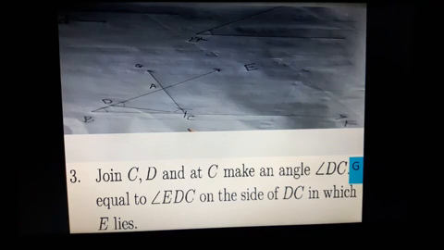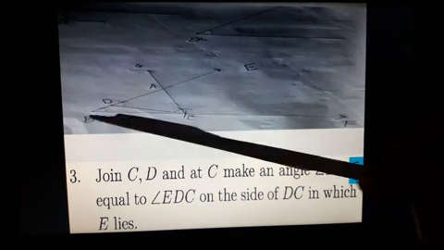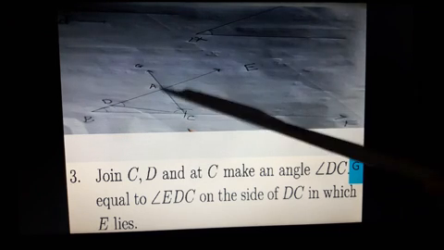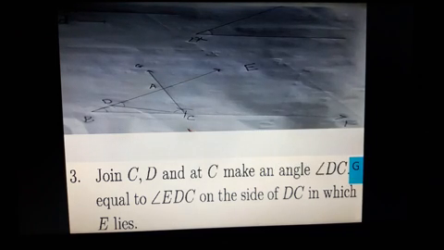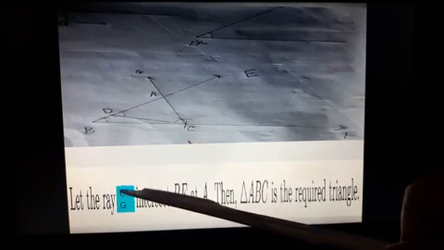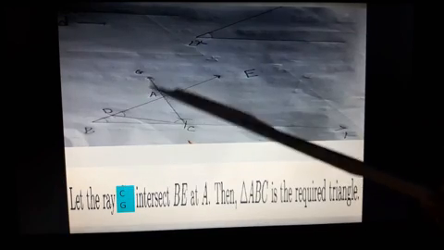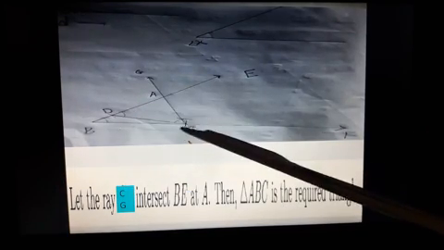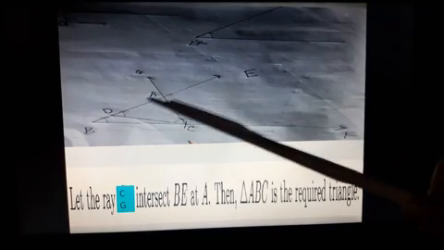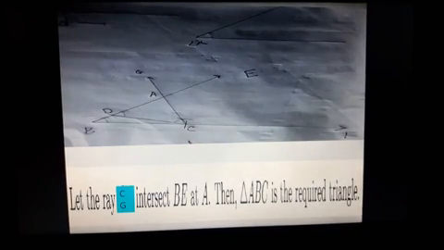Then the last step: CG and BE intersect at the point A, then ABC will be our required triangle. In your book it was CA; I name it CG here. The rays CG and BE intersect at the point A, then ABC is our required triangle.